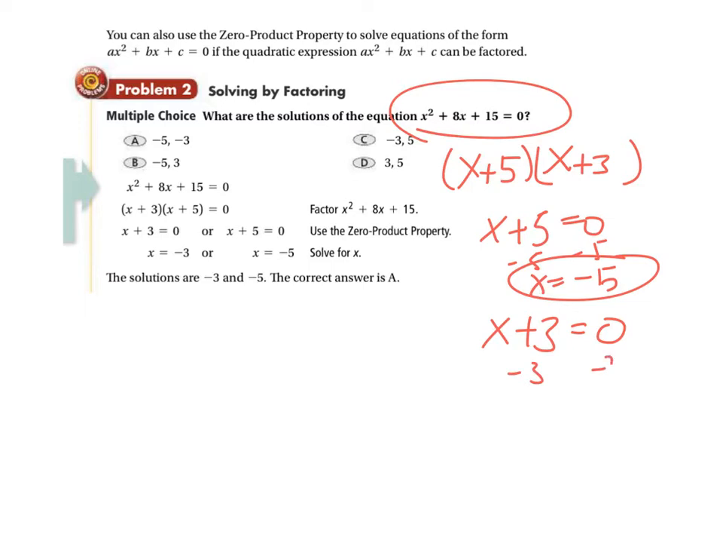Subtract our 3 from both sides, and x is negative 3. So our two zeros are negative 3 and negative 5.